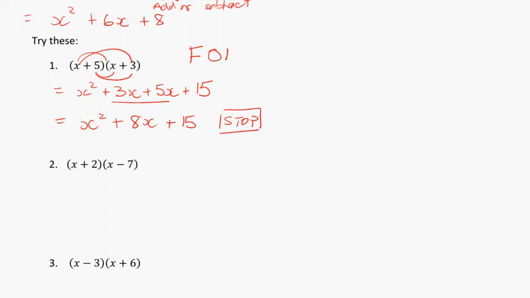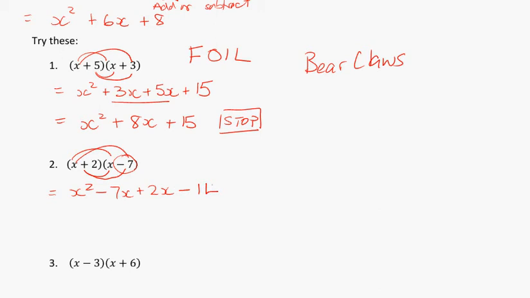So we've got F, O, I, L. Now, sometimes we talk about the bear claws. So think of your bear claws as well. Here they are, boom, boom, and underneath. Bear claws. Okay, let's try the next one. First terms, x times x is x squared. x times minus 7 is minus 7x, plus 2x. A plus 2 times a minus 7, the signs are unlike, so you end up with a negative 14.